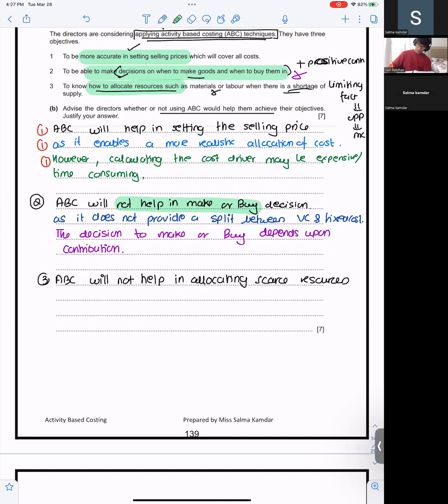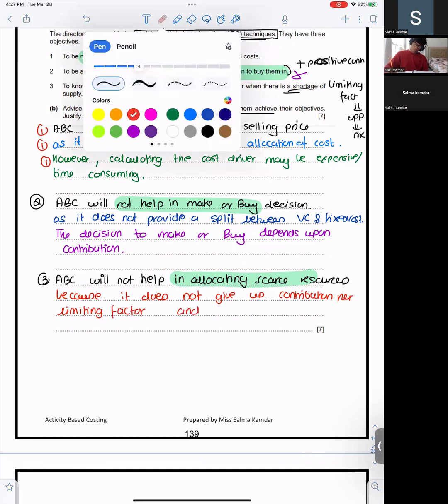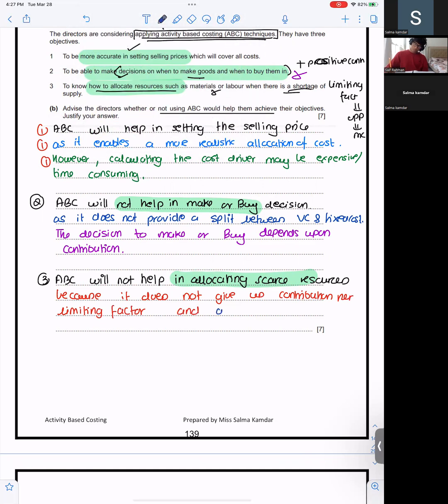Why will it not help in allocating scarce resources? Because it does not give us contribution per limiting factor. And it also does not help us to make the optimum product plan.